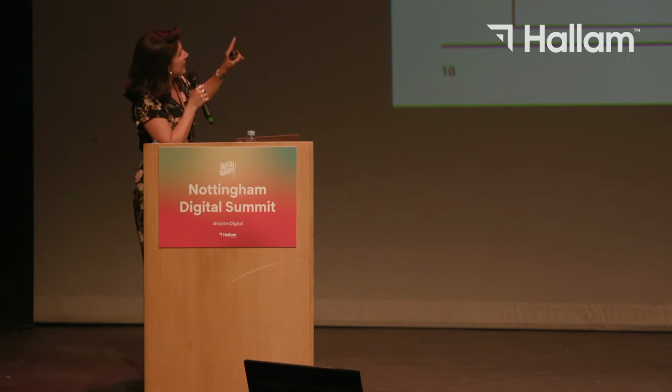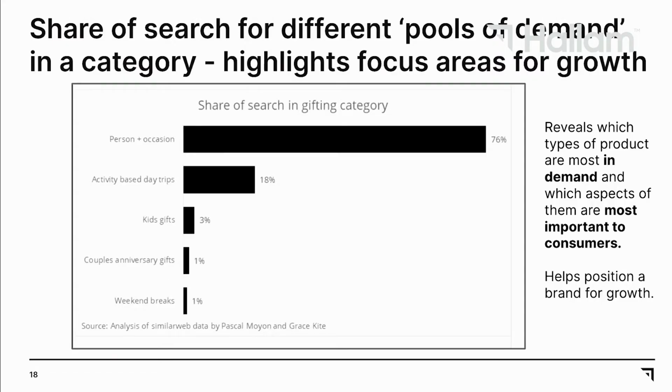And what she did was actually look at the category as a whole and all the different searches that are being done related to that category, and then grouped it into topics. And then was able to look and see the proportion of interest that topic had in comparison to the whole number of searches for that category. And what she found, I'm sorry if you can't see it very well, is that the person plus occasion, so Nana's 90th birthday or whatever it is, had 76% share of search within that category.